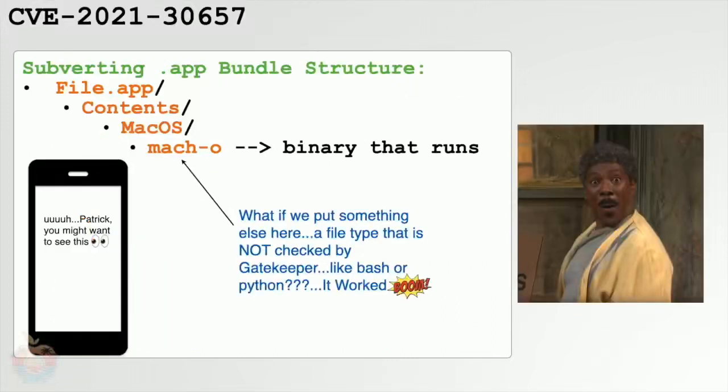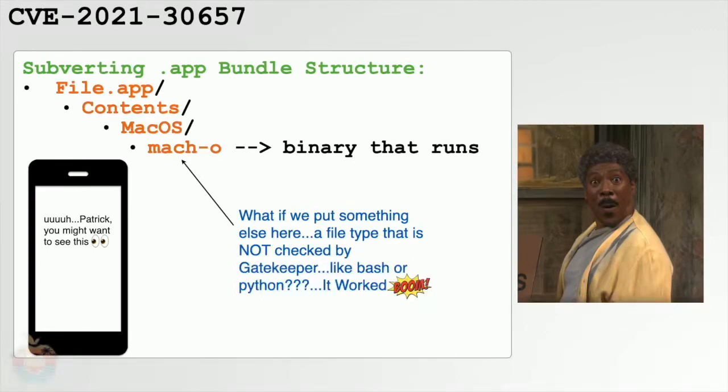And that's what led to CVE-2021-30657 that I reported to Apple and worked with them to get fixed. In a nutshell, it's what we call subverting the bundle structure. So the basic bundle structure for app bundles on macOS is you have the name of the app, then inside of that you have a Contents folder, then a MacOS folder, and then at the bottom you have a Mach-O. And then the Mach-O binary is what is actually executed when you double click an app to run it.